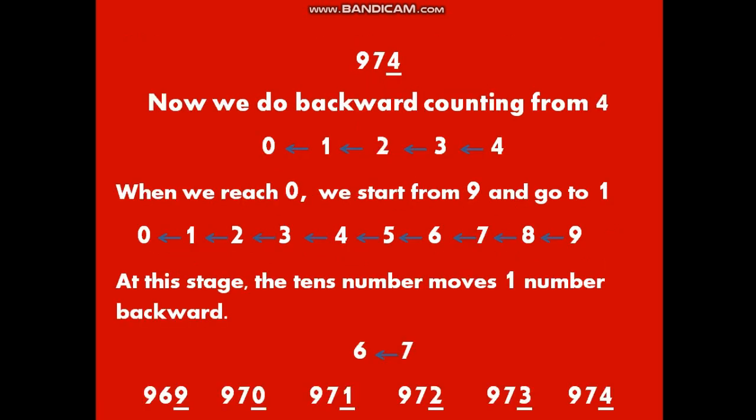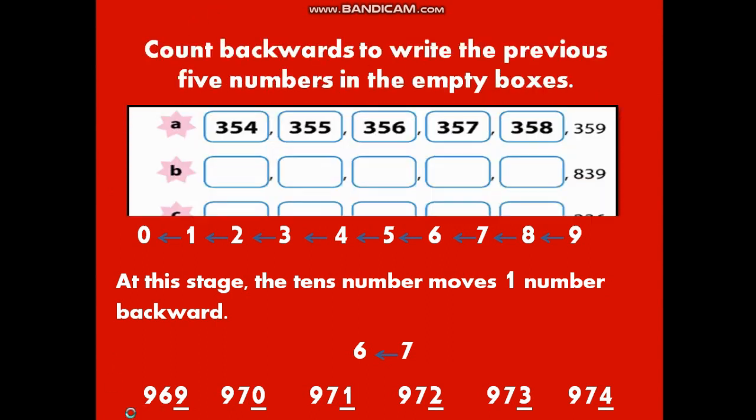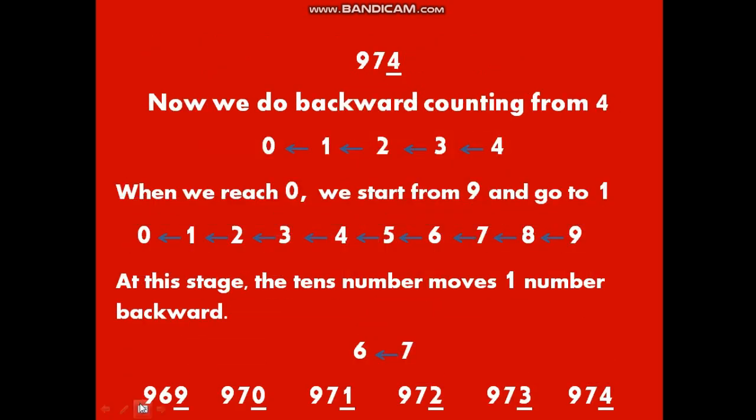Let us take another example. The number is 974. Now, when we do backward counting, what happens? From 974, from the ones place, from 4, it will go to 3. So 973, 972, 971 and 970.